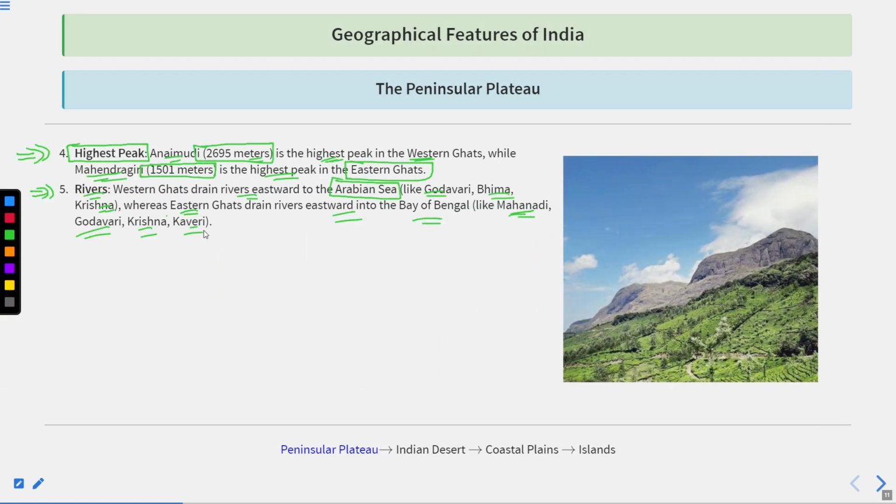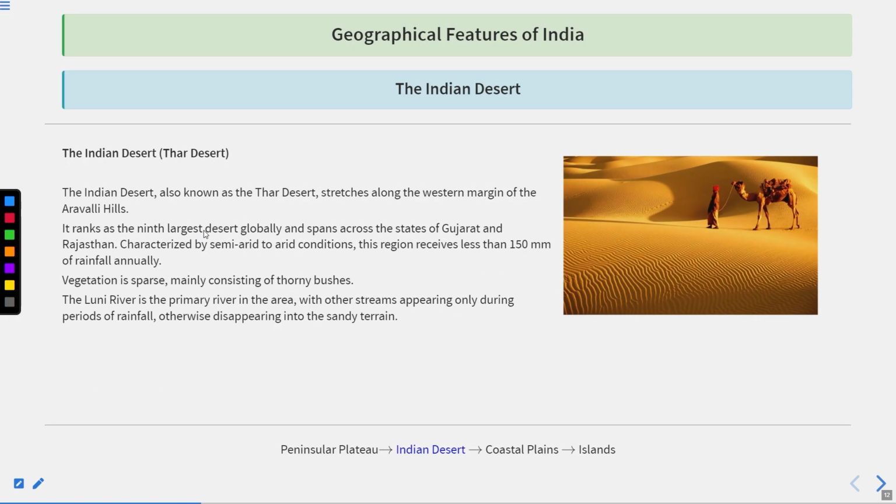So after finishing the Peninsular Plateau, now we are going to talk about another division of the geographical features of India. Okay. So this is the Indian desert. So remember, there are generally two types of deserts in the world: hot deserts and cold deserts. The cold deserts are called deserts because the rainfall is very low, there is no such type of vegetation and all.